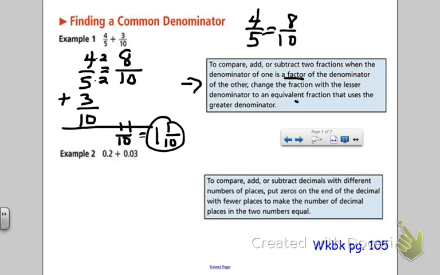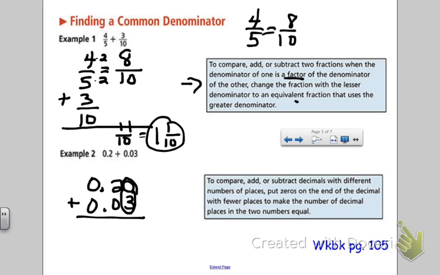Take a look at example 2. To compare, add, or subtract decimals with different numbers of places, put zeros on the end of the decimal with fewer places to make the number of decimal places in the two numbers equal. So if you remember, we've done this before where I showed you that all you need to do is add zeros so that you have the same number of digits. And now it's going to be easy to add them.